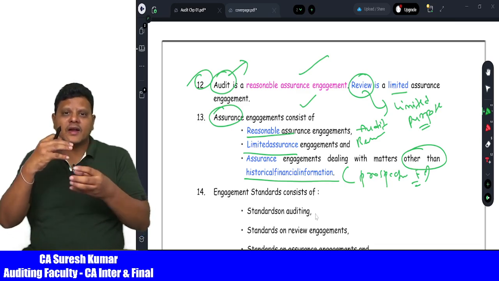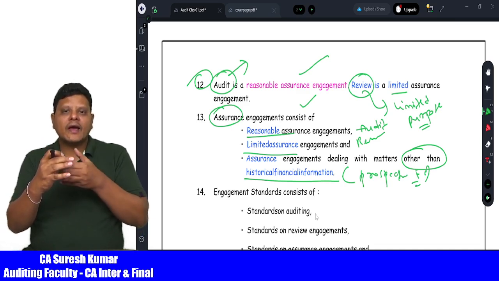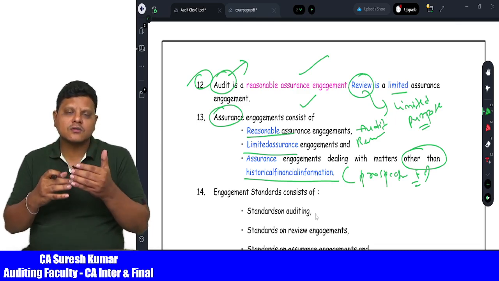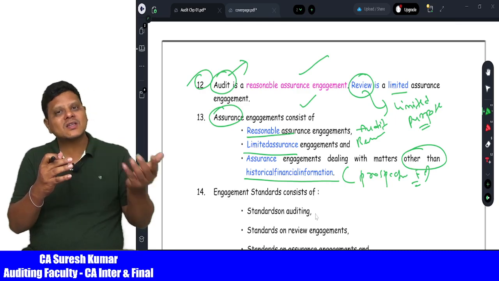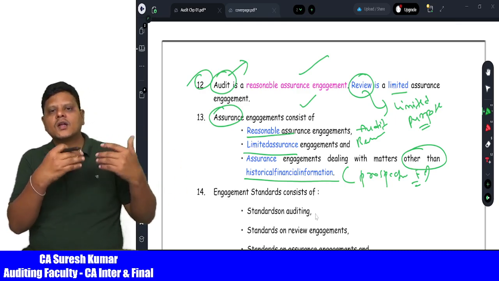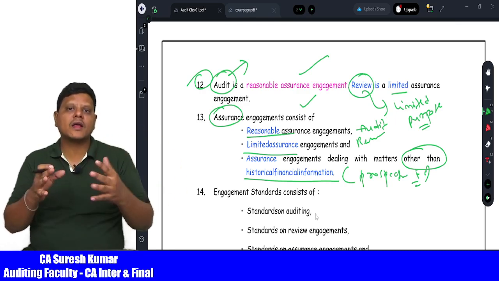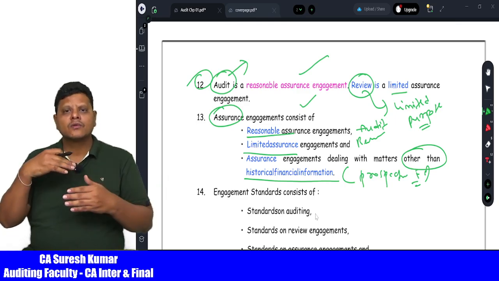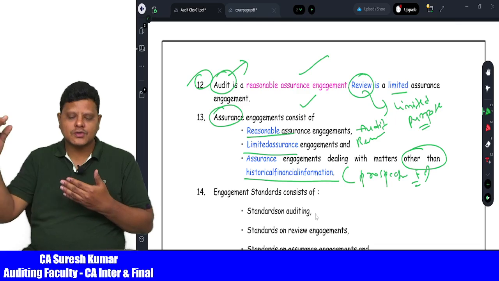So whenever the auditor is doing the audit, where accounting ends, auditing starts. What is the meaning of accounting ends? History has already happened. Whatever has already happened, for that only I can do the audit. So I cannot do the audit for the future.